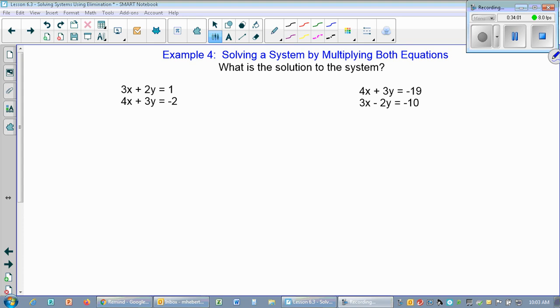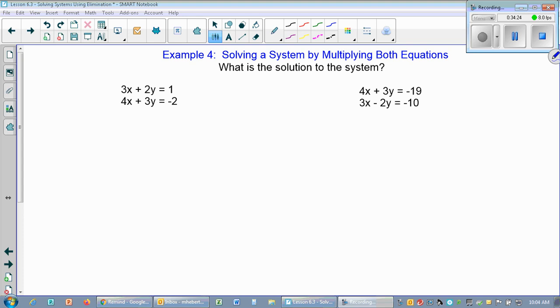All right, we're going to move on to example 4. This is the one where I told you a second ago we left the one equation alone because now we're going to multiply both equations. So in order to solve these systems of equations, we have to multiply both the first equation and the second equation by the same value. So this is what we're going to go ahead and do.